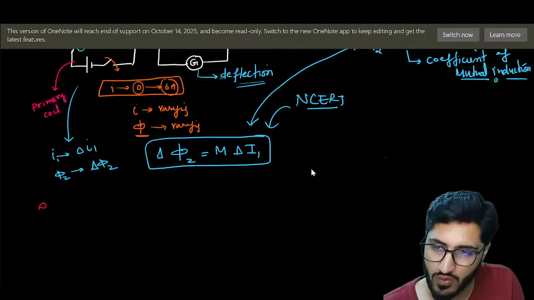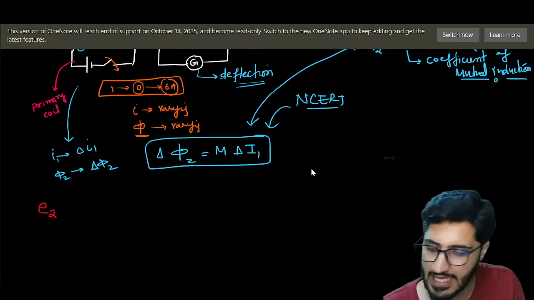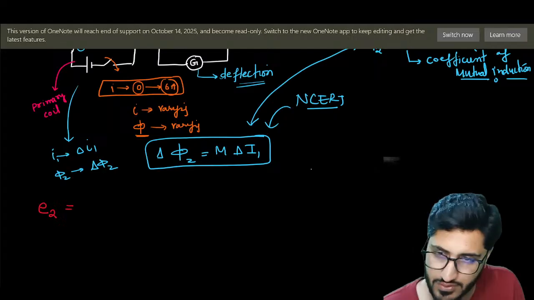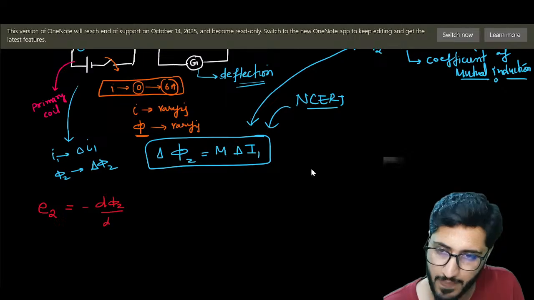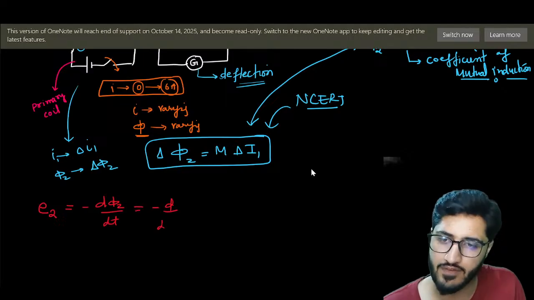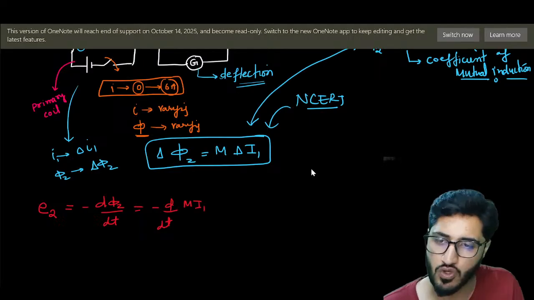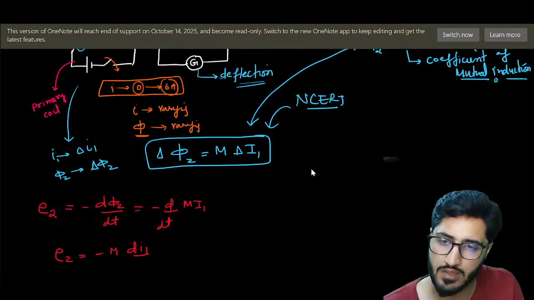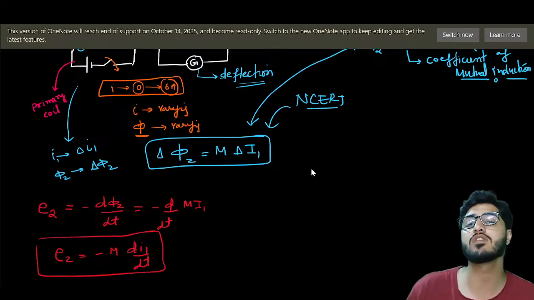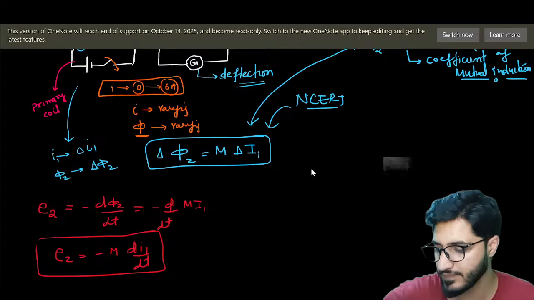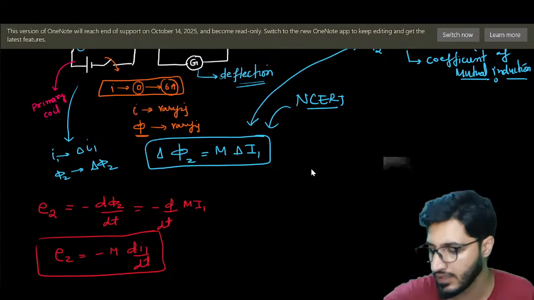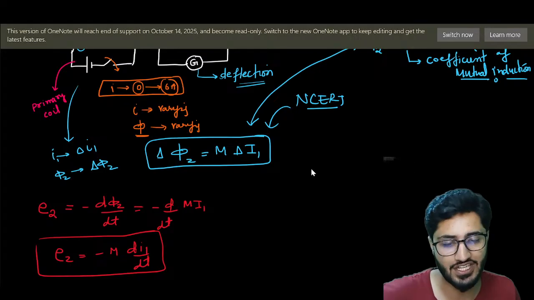So can I now write the induced EMF in the secondary coil equals minus the change of flux in the secondary coil? Then, minus d by dt of Φ2. I guess Φ2 is nothing but M I1. M is constant, so can I write E2 equals minus M dI1 by dt. In our self-induction topic, it was E equals minus L dI by dt. Now it is minus M dI by dt.